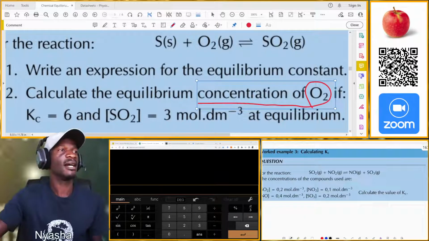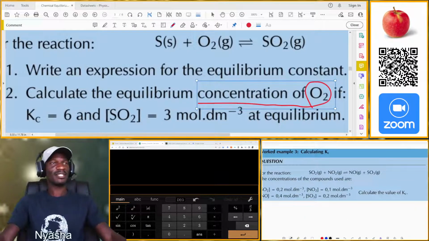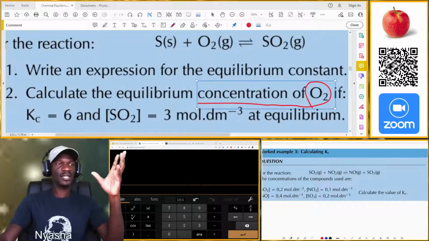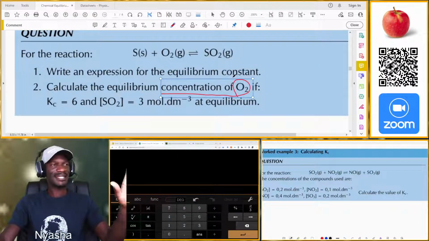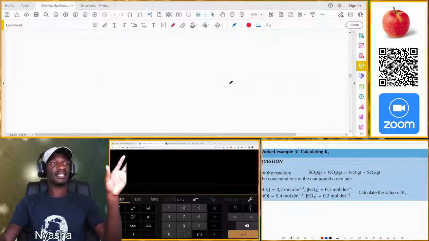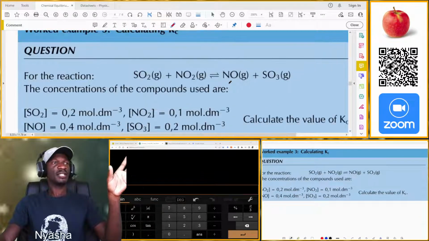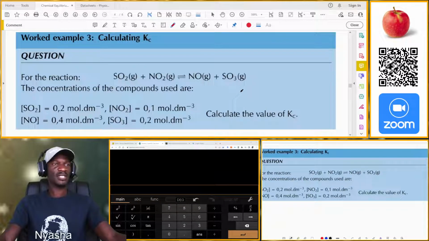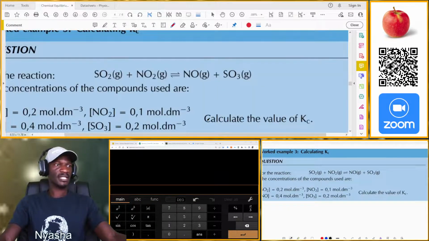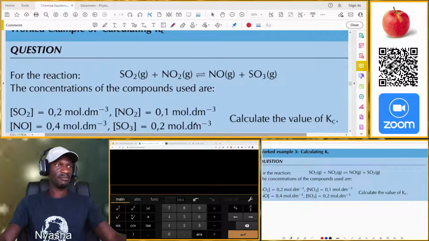Right. Let's look at another example. So this is what we are doing. We are looking at simple and straightforward examples which give us all the important corners and important points about chemical equilibrium, right?